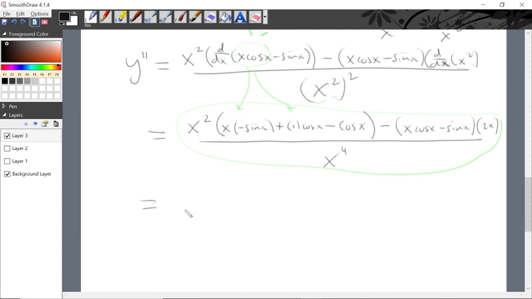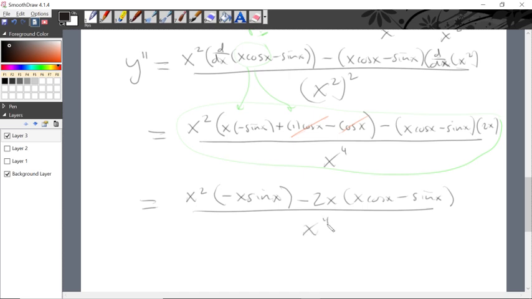Okay, let's see if we can clean this up a bit. So we have x squared times negative x sine x. And we have these cosines will cancel each other out right here. And then, let's see, minus 2x times x cosine x minus sine x. And this is over x to the 4th.